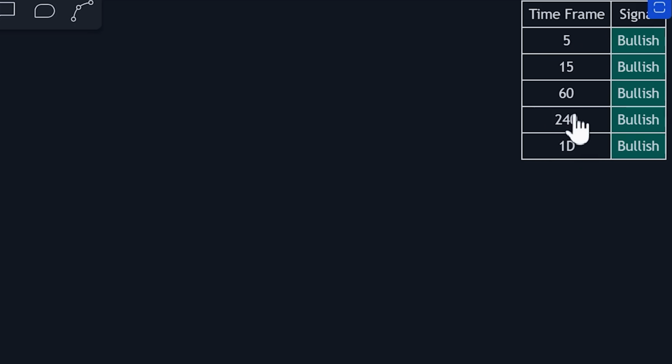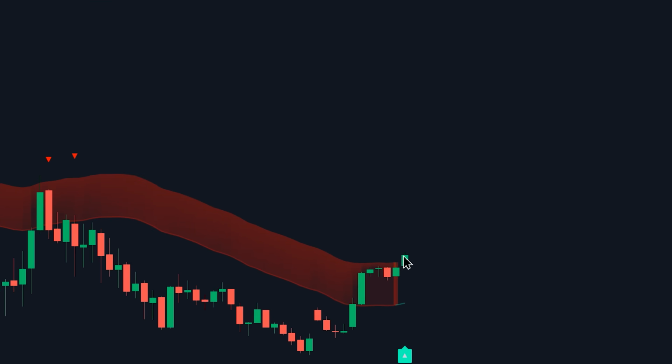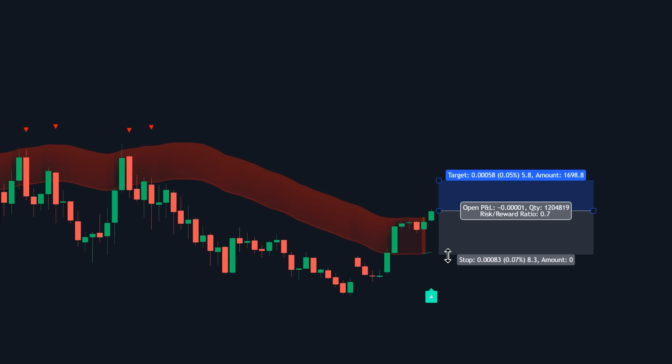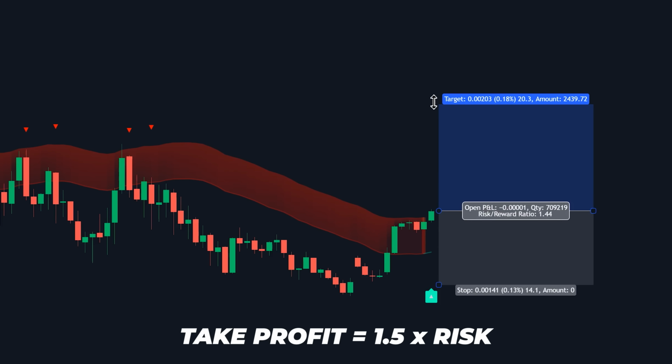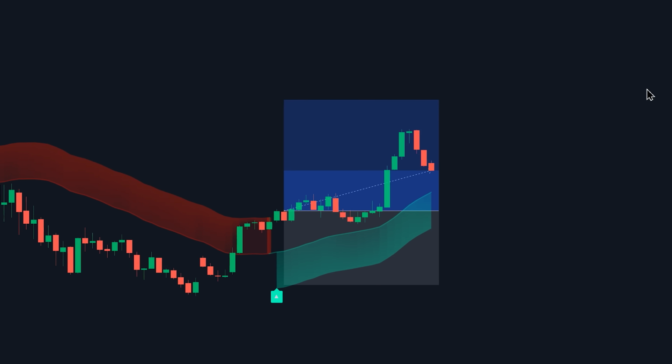If any of these timeframes happens to be bearish, the entry would become invalid. However, for us, all the entry conditions were met, so we're gonna take this trade. We want to put the stop loss under the trend ribbon, which is usually just above this buy signal, and then set the take profit at 1.5 times the risk, letting the trade run, and as you can see, it was profitable.